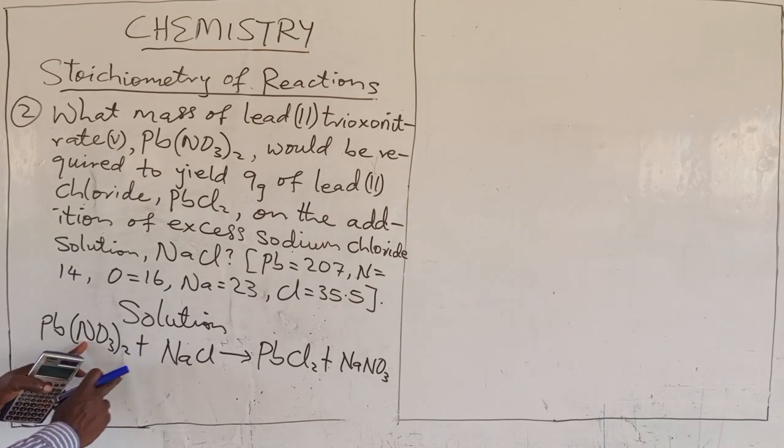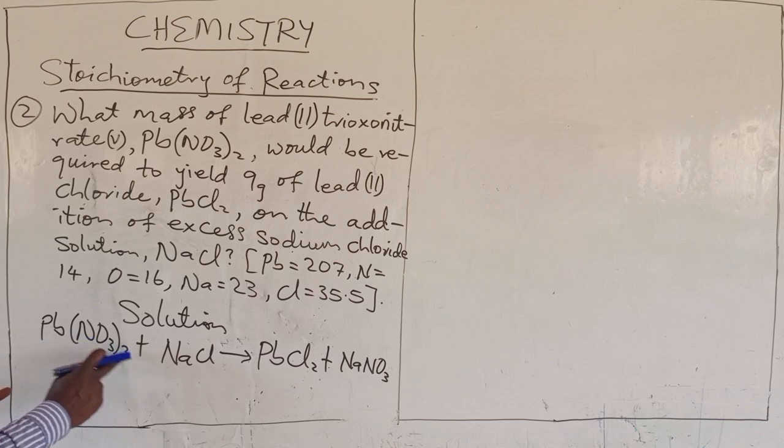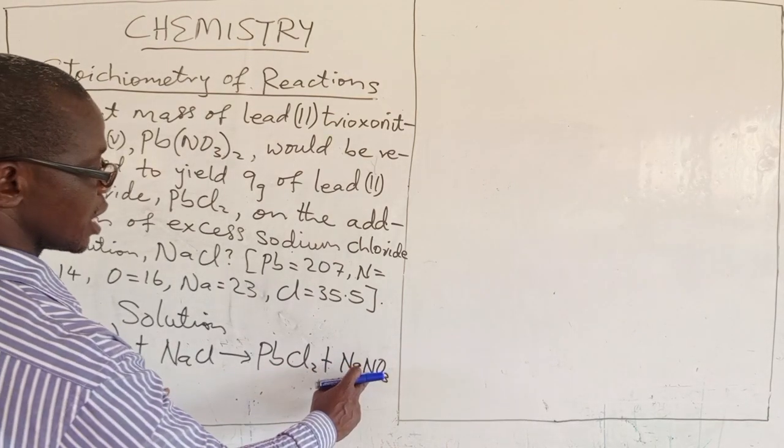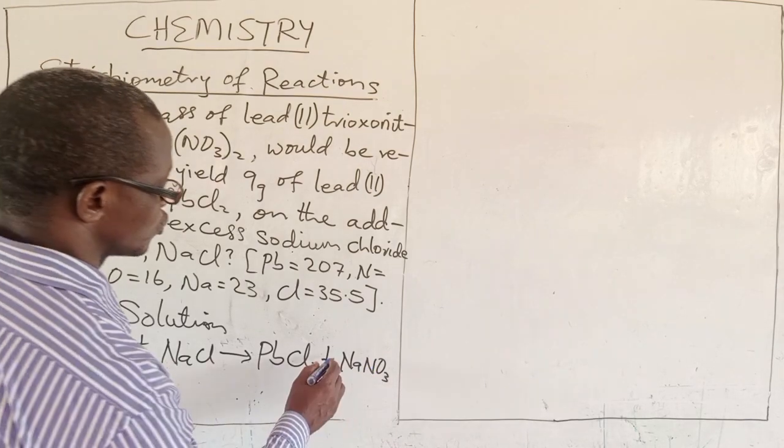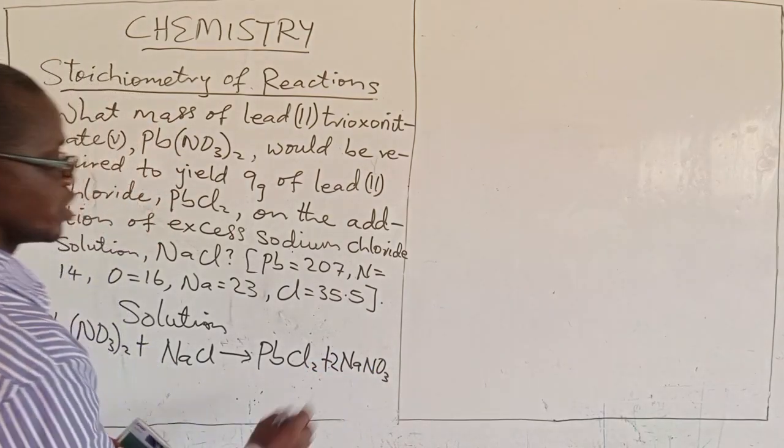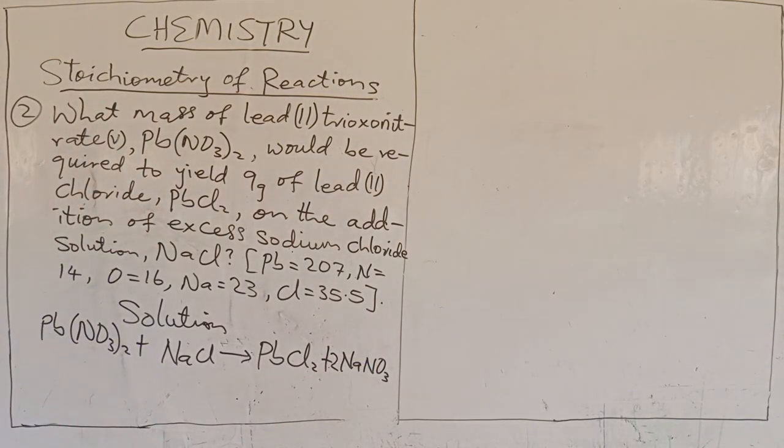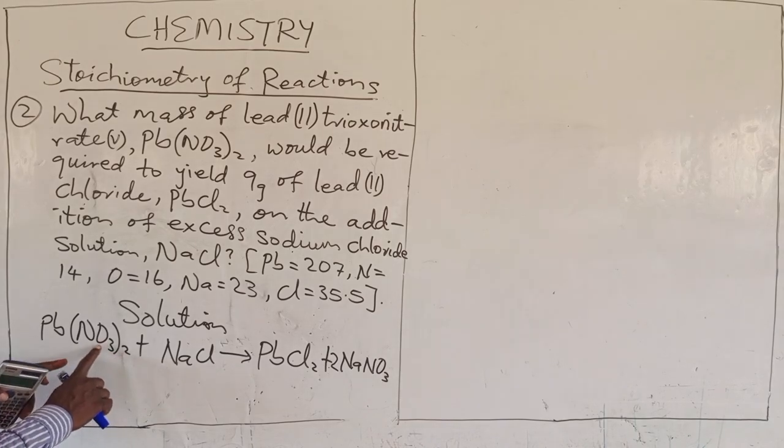N is 2 here. This 2 covers N and oxygen because they are in the bracket. So N is 2. Come to N. N here is 1. Put your 2. So if you put 2 there, let's go to another one.